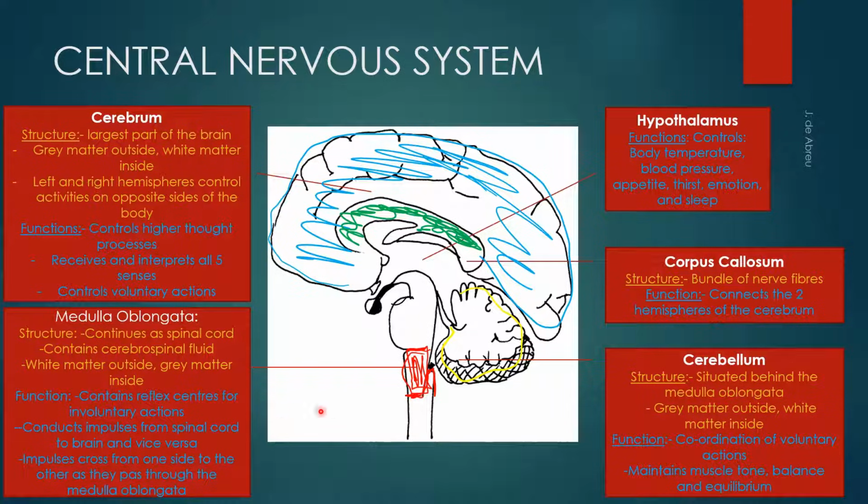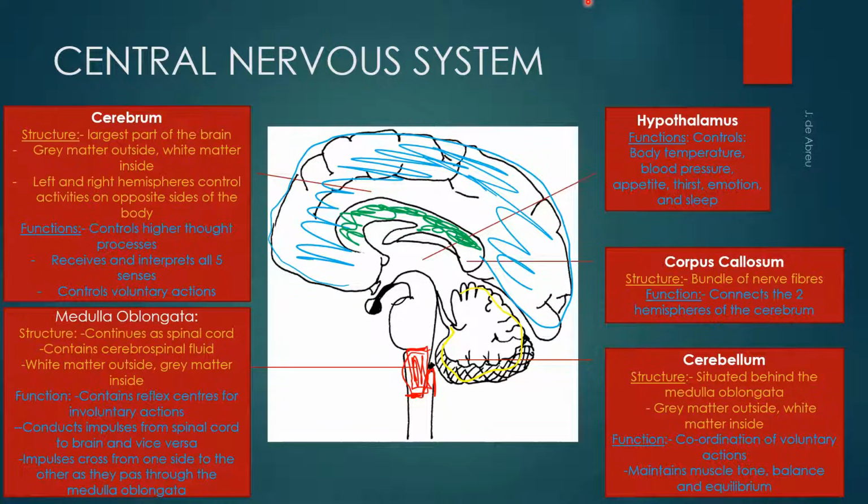And then its function is it contains reflex sensors for involuntary actions. It conducts impulses from the spinal cord to the brain and vice versa. And then the impulses cross from one side to the other as they pass through the medulla oblongata. So like I said, here the spinal cord comes and then the messages cross here in the medulla oblongata. And that is how the right side of the brain controls the left side of the body, and the left hemisphere controls the right side of the body.